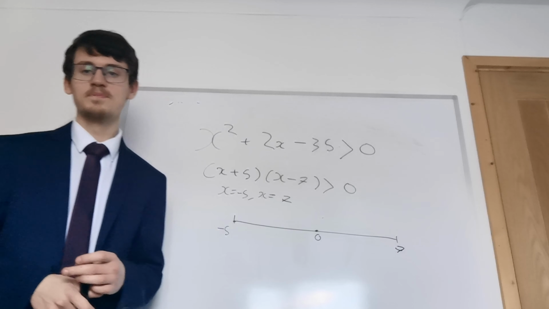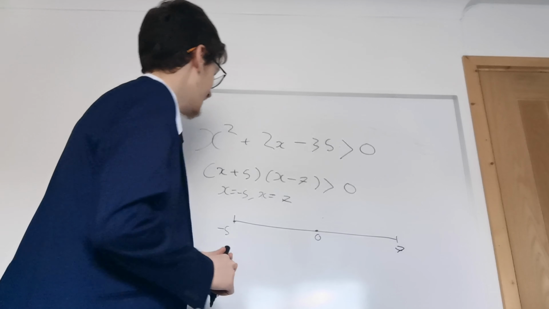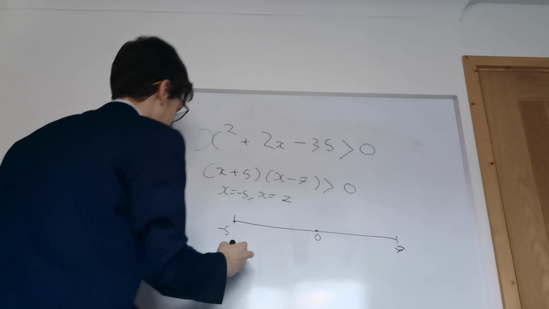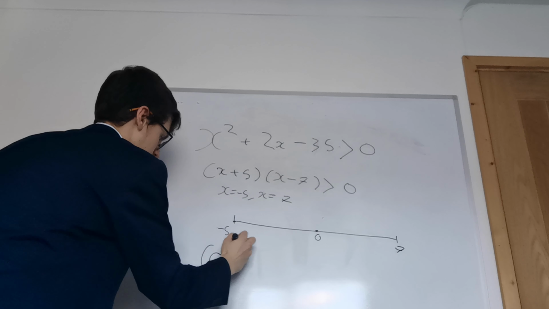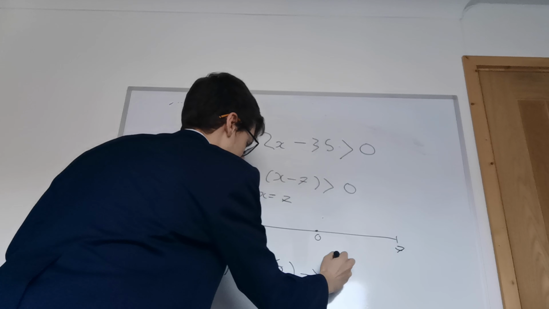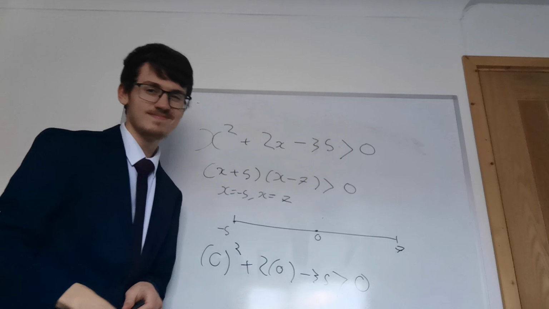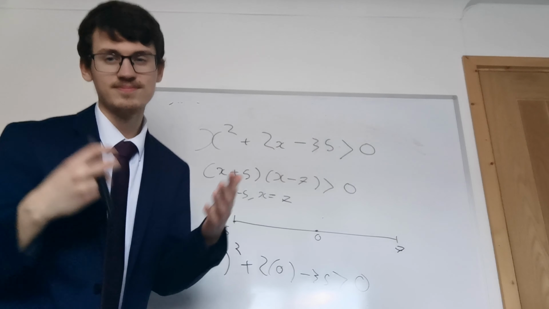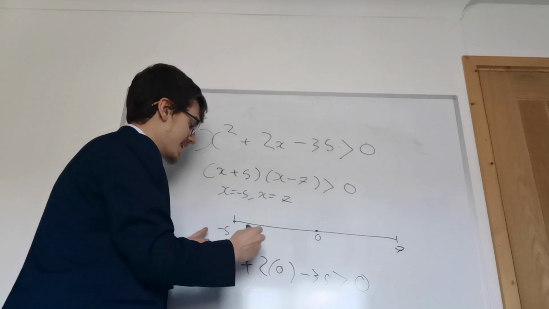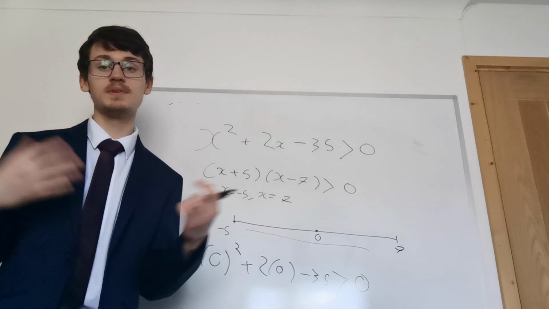So after that brief error, we know that, what's it, minus 35. Actually, I need to put it in. So we've got 0 squared plus 2 times 0 minus 35, larger than 0. Is minus 35 larger than 0? No, it isn't. Therefore, it cannot be an internal quadratic. Therefore, it has to be external.